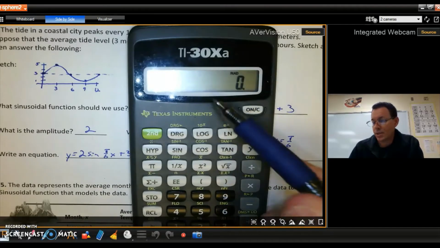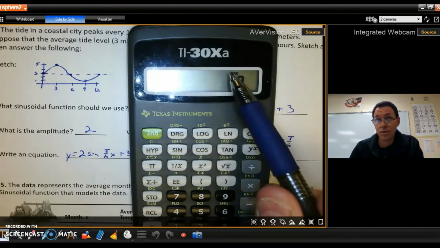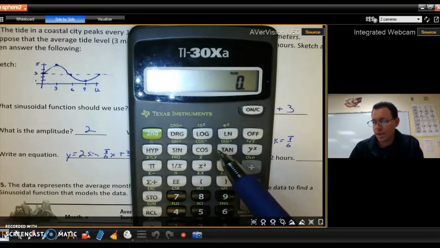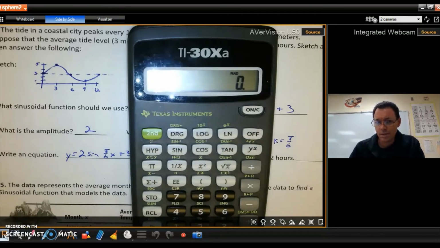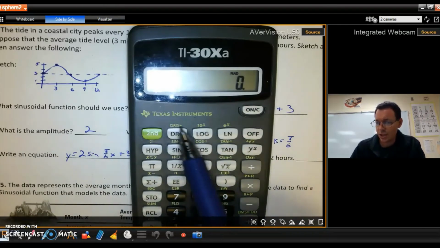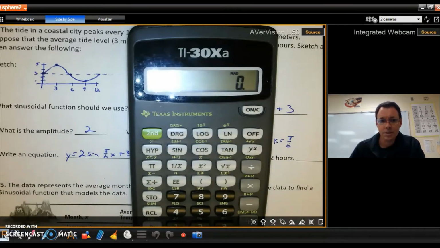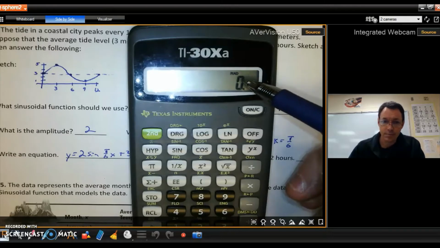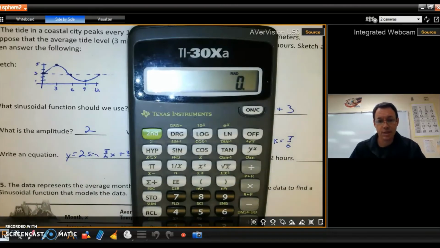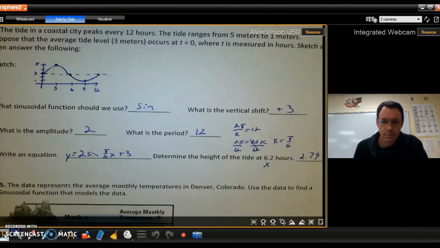In the other TI that most of you have, I think you have to shift and then hit this. So see if you can see where it says DRG, and you may have to shift to be able to get to it. But you want the top screen to say rad instead of degree. Then, once you plug things in, it should work. Okay? So try that and see what your answer is.